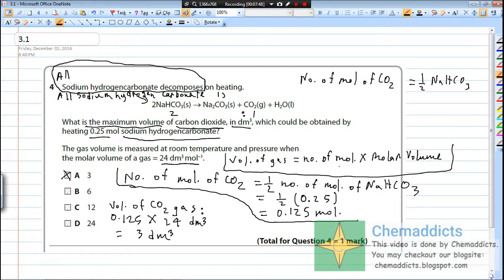And by this meantime we will come to know the number of moles of carbon dioxide, which is 0.125, and we just need to multiply this with the molar volume of gas, which is given as 24 dm cube, and here it is, the answer we will get. Okay. So this was as simple as that.